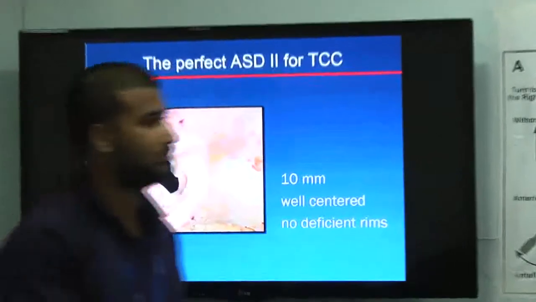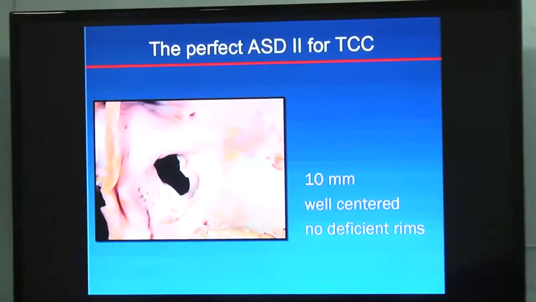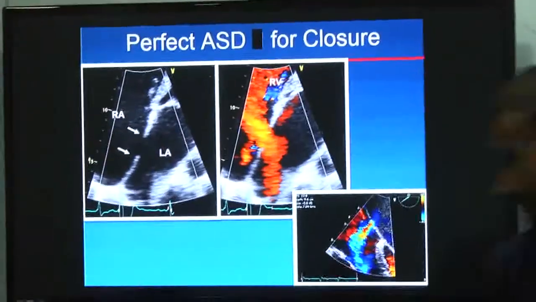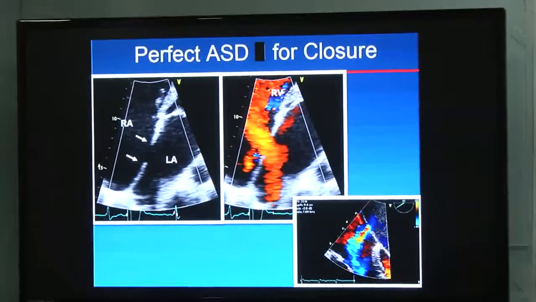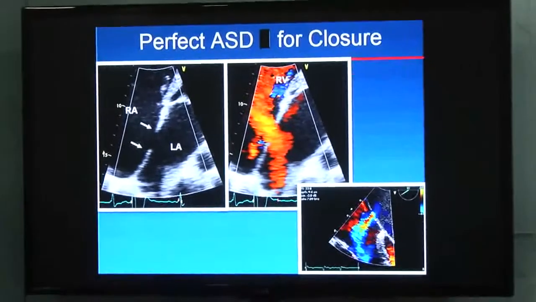Now this is a very good ASD if you're considering device closure. It is in the center and it has good borders. So this is what we call as perfect ASD. There is good margins and it is a smaller defect.